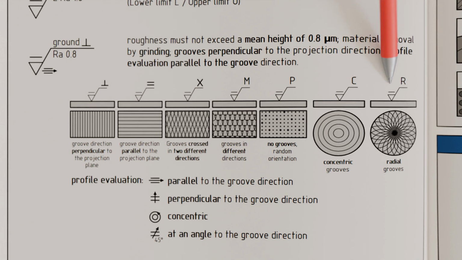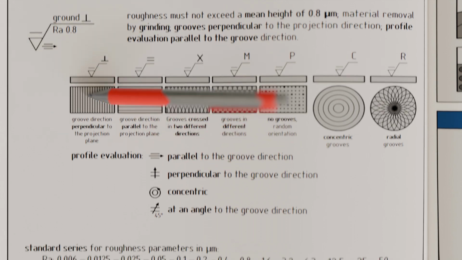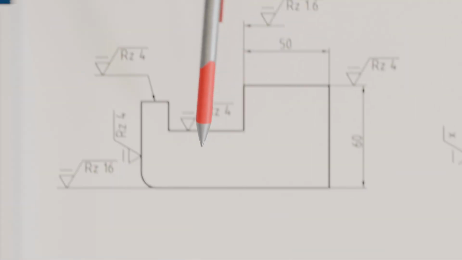The new standard additionally provides the possibility to specify the direction in which the surface profile should be recorded during later measurement. The profile orientation can be parallel, perpendicular, concentric, or at a specified angle to the prevailing groove direction. If no indication is given, the surface profile should be recorded in the direction in which the greatest roughness is expected. Let us now take a closer look at the placement of surface symbols in drawings.